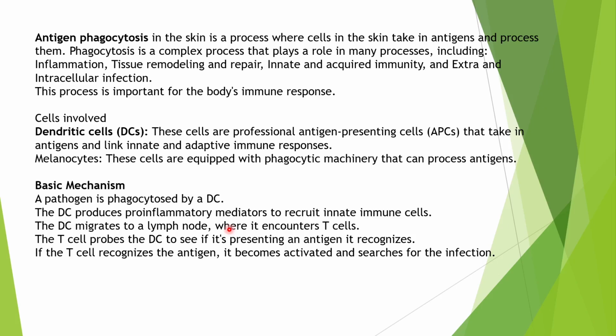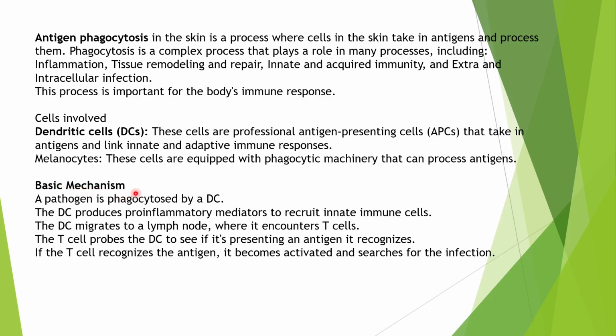These cells are professional APCs, that is, professional antigen presenting cells. So they process your antigen and make the antigen available or exposed to your macrophage or any type of phagocytic cell to attack it, digest and degrade it. So they take in antigens and link the innate and adaptive immune response. Melanocytes are also equipped with the phagocytic machinery and they can process antigens to a certain extent.